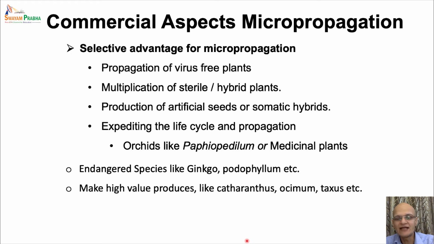Then the plant species which result in high value products, like catharanthus, osmum, taxus, etc. Their products are important for modern drug developmental programs or required in various industries like the pharmaceutical industries, nutraceuticals, or cosmetic industries. So these plants may be in high demand, and also micropropagation can support the multiplication of these plants.